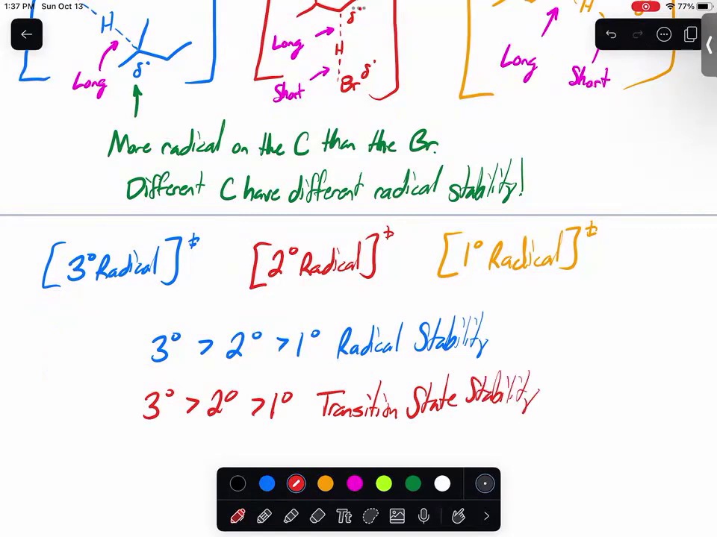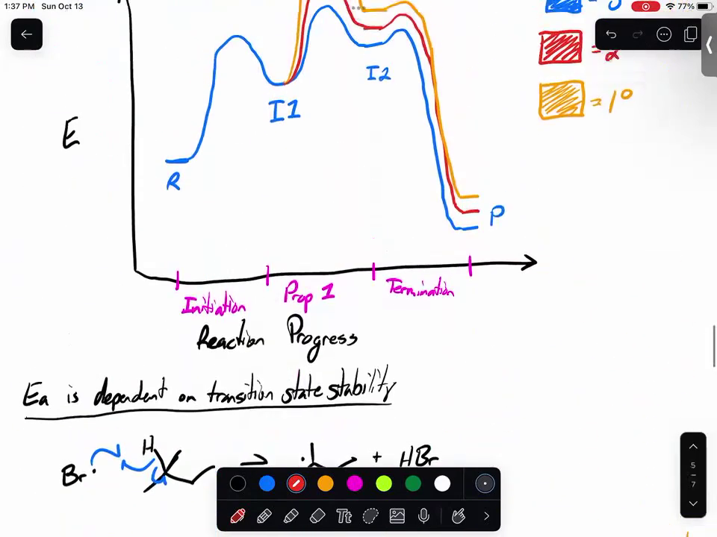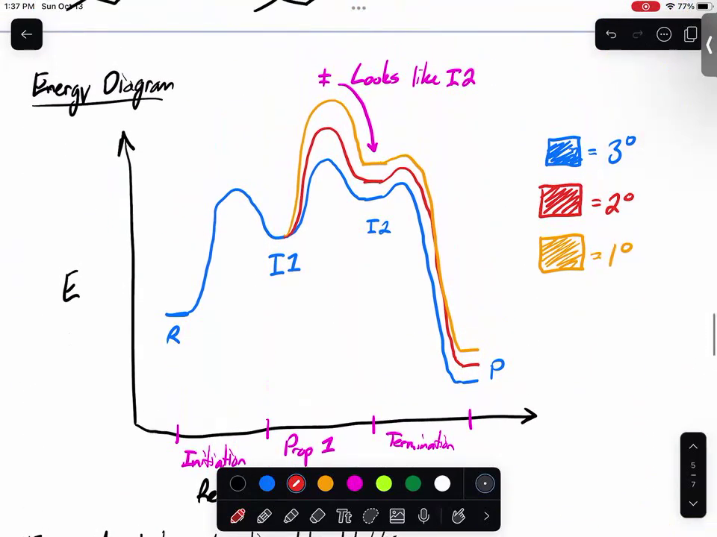So when we're looking at our energy diagram up here, that's why our energies for our transition states differ like this. Of course, the primary is going to be the highest because it's essentially a primary radical in our transition state. Of course, the tertiary is going to be the most stable because it looks like a tertiary radical in our transition state.